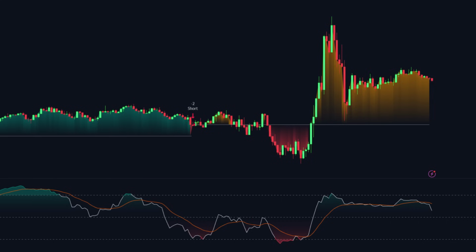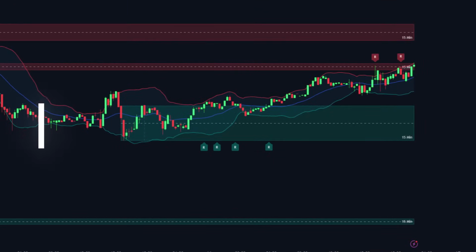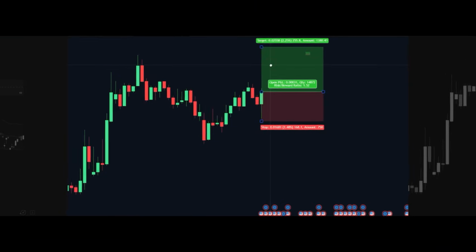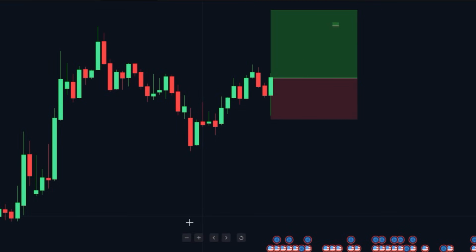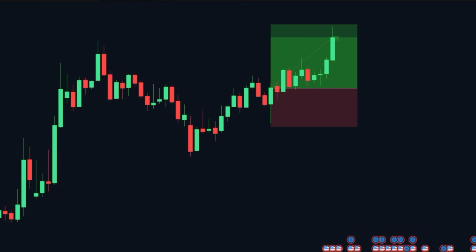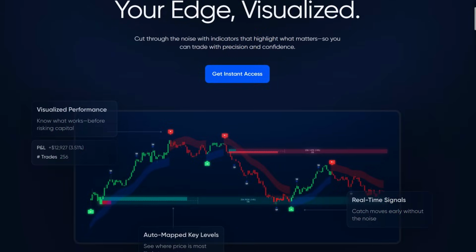Are you tired of charts that look like this? A tangled mess of lines and colors that just leaves you more confused and further away from making profitable trades? What if I told you that you could strip all of this away and trade with a clean, simple, and incredibly powerful 3-indicator strategy?